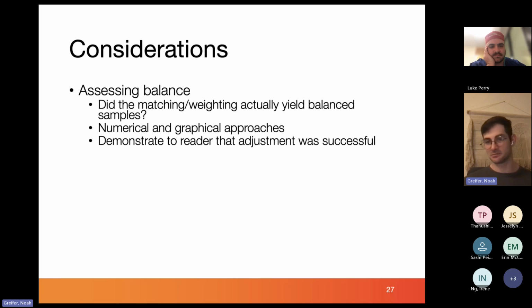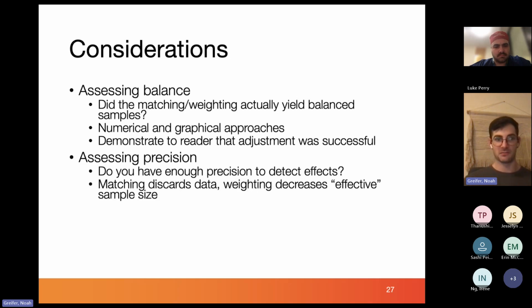There are some considerations when you perform a matching or weighting analysis. First, you need to assess balance, which is to say you need to assess the degree to which the matching or weighting procedure actually yielded balance in your sample. Do the distributions of every variable look similar between the treatment and control group after doing the matching and weighting? There are numerical and graphical approaches, and it's important to demonstrate not just to you, the analyst, that the adjustment was successful, but to the reader also.